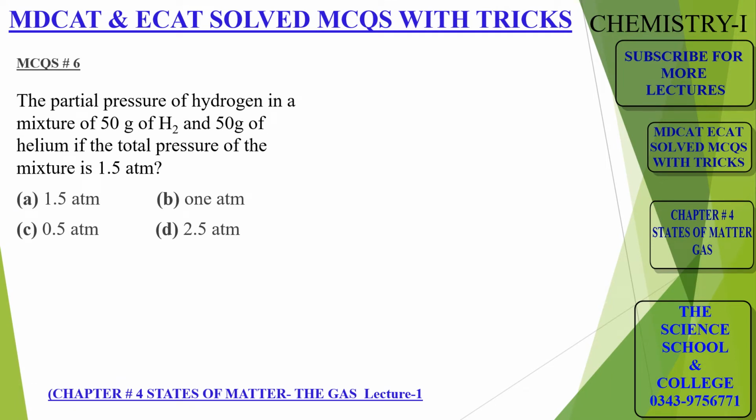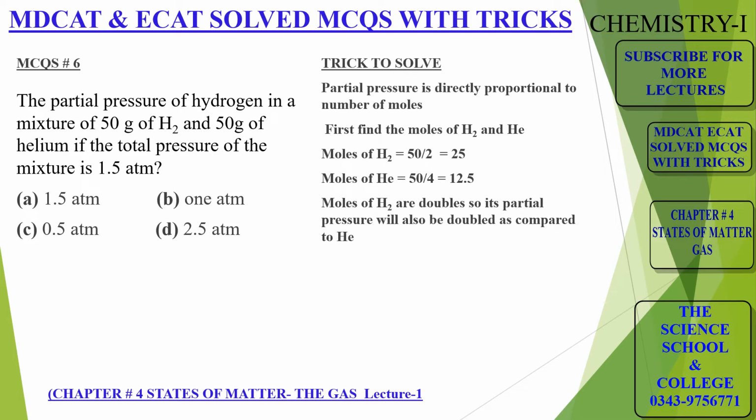Next MCQ: What is the partial pressure of hydrogen in a mixture of 50 gram of hydrogen gas and 50 gram of helium gas, if the total pressure of the mixture is 1.5 atm? Option A is 1.5 atm. Option B is 1 atm. Option C is 0.5 atm. And option D is 2.5 atm.